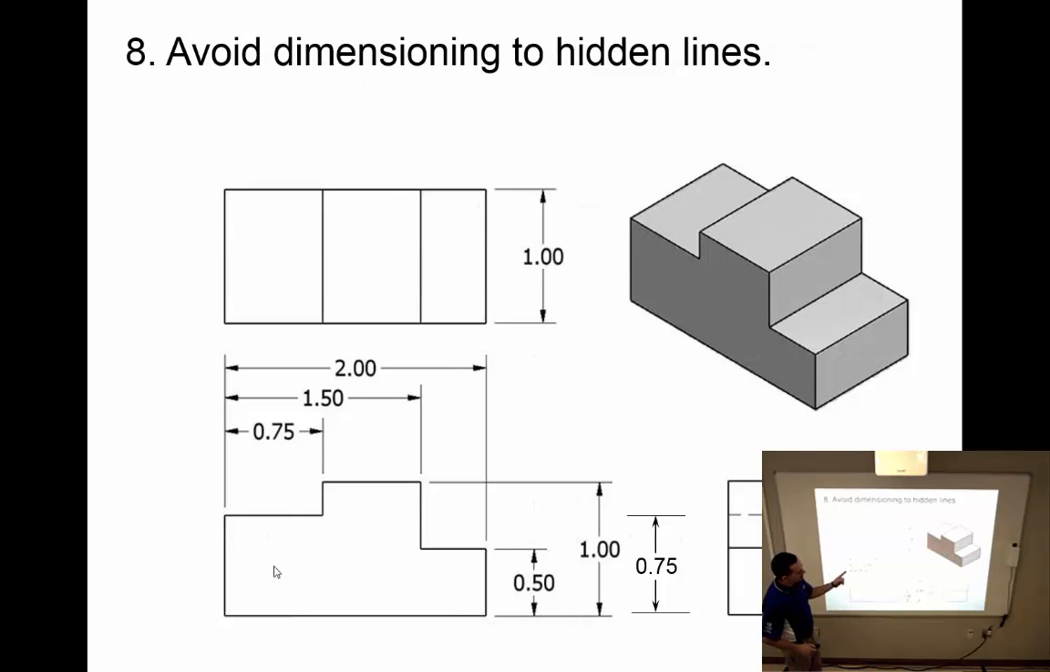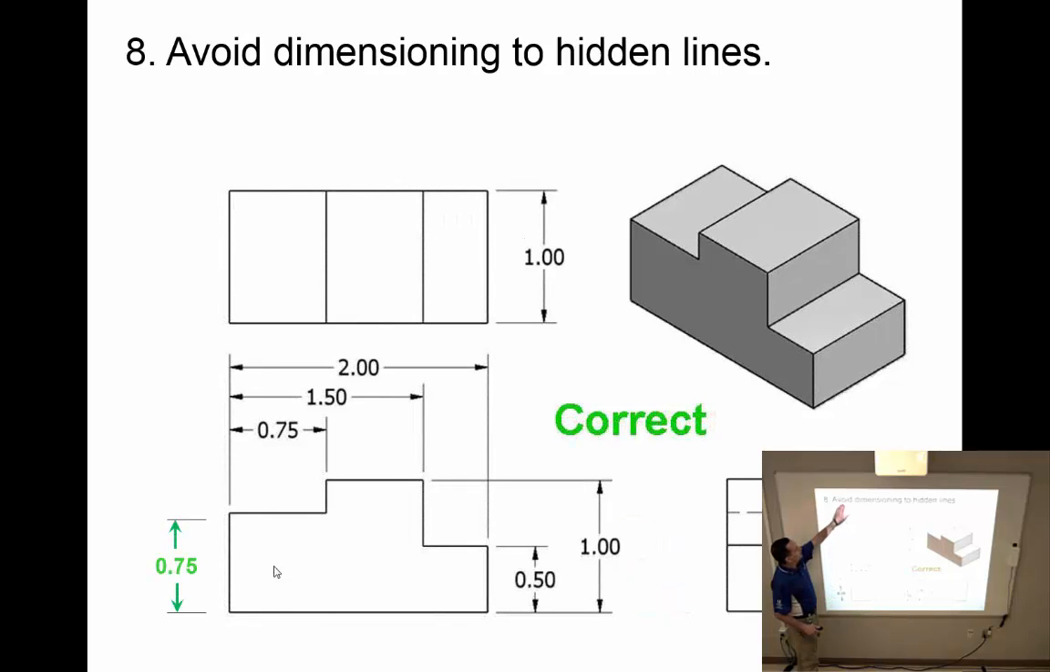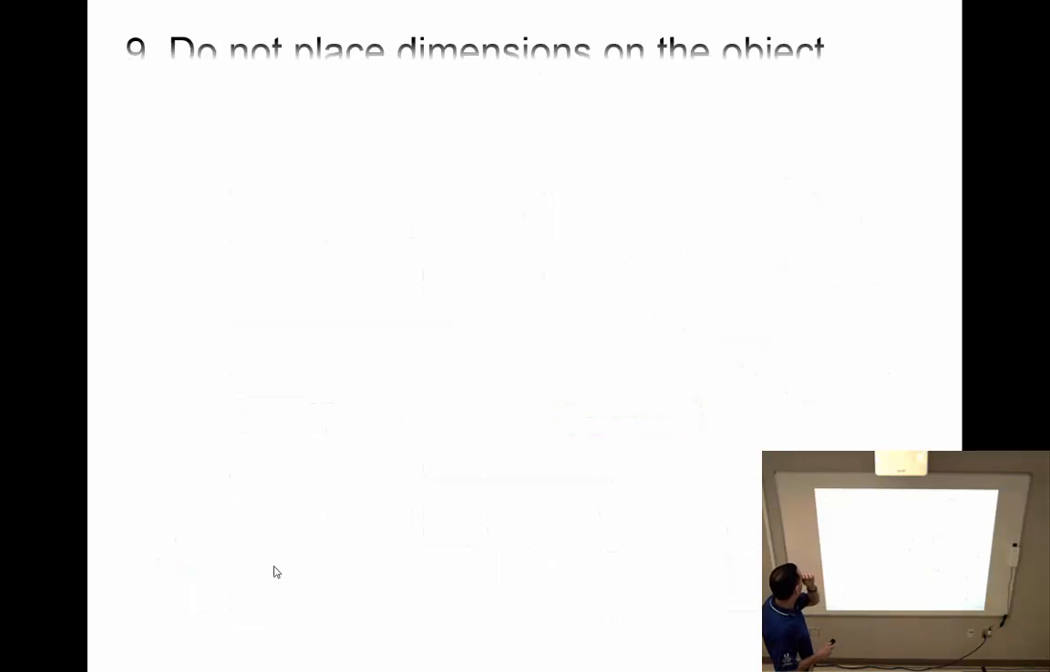Avoid dimensioning to hidden lines. On my right view here, I have a 0.75 that's indicating the location of this hidden line. It would be better to place the dimension on the view that's creating that hidden line. This part that's been cut out here is what creates the hidden line on this right view. It would be best to put the dimension over here. Notice that it says avoid. It doesn't mean never, ever, ever. It says avoid. So there are going to be circumstances where we have to put a dimension to a hidden line. But for the most part, we want to try to avoid doing that.